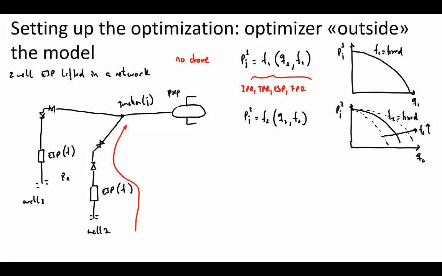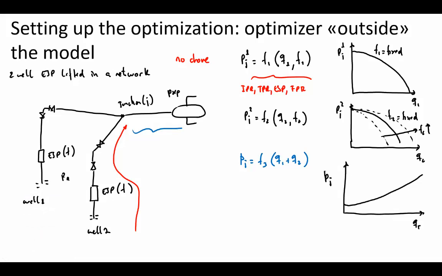Then we have our last equation, which is the equation of this section, the flow line and separator, the pipeline and separator, in which P junction is a function, f3, of simply Q1 plus Q2. We know that function is going to be in terms of Q total, and it's going to be something like this, P junction.